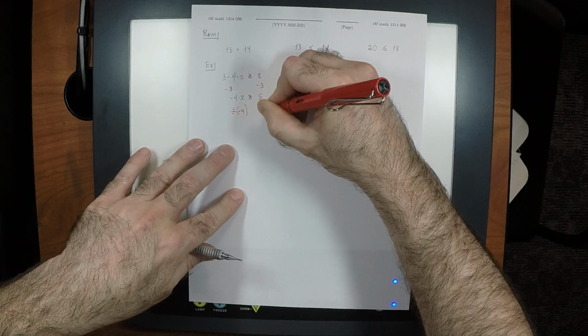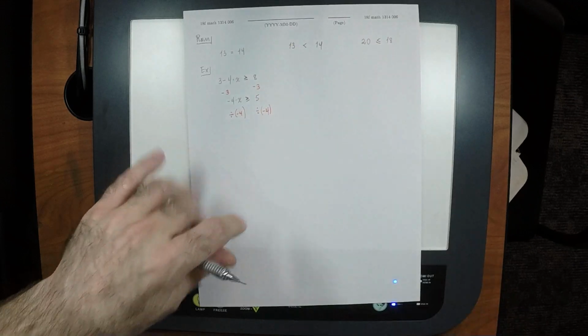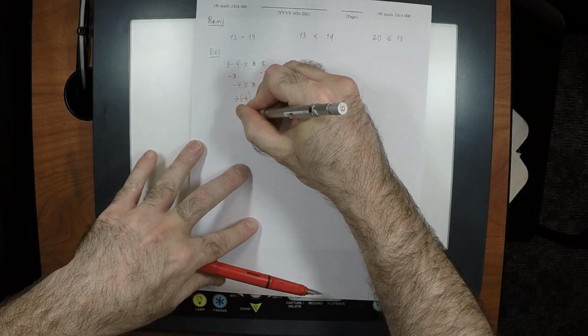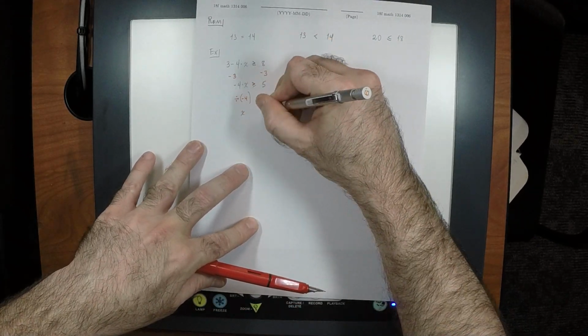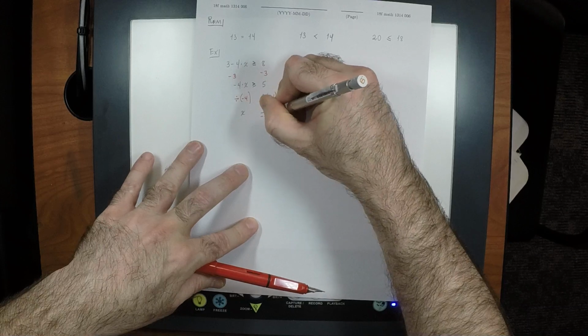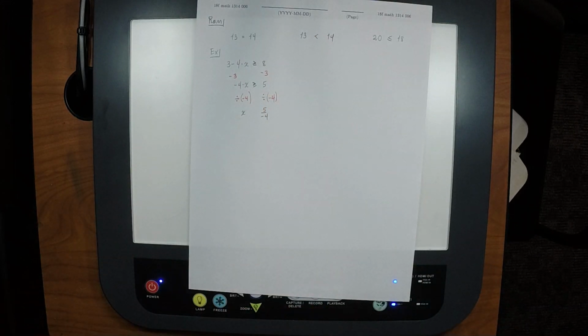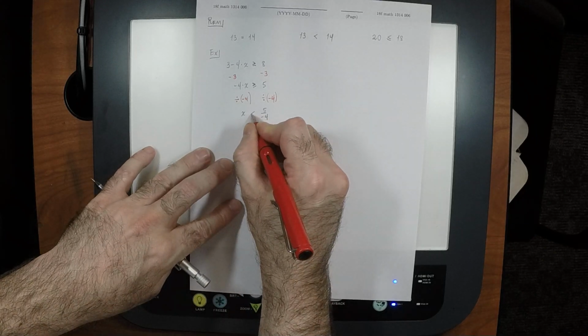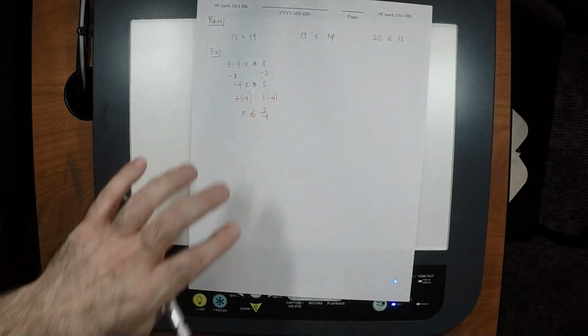Now, is it permitted to divide both sides by negative 4? Is that an okay thing? It is. The new left-hand side will be x. The new right-hand side will be 5 over negative 4. But, and here's the tricky business, is what? Right. Now this inequality is going the other direction.